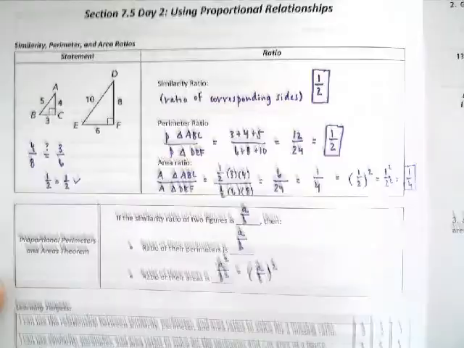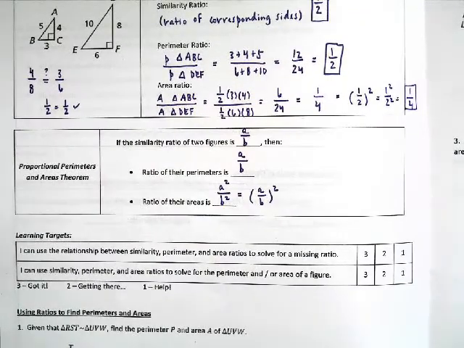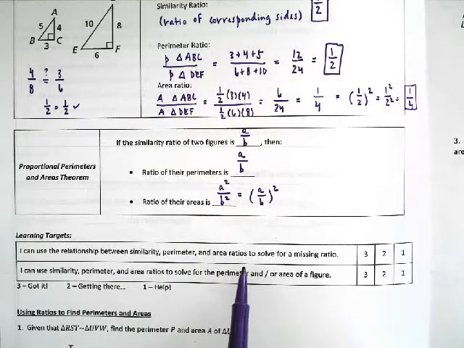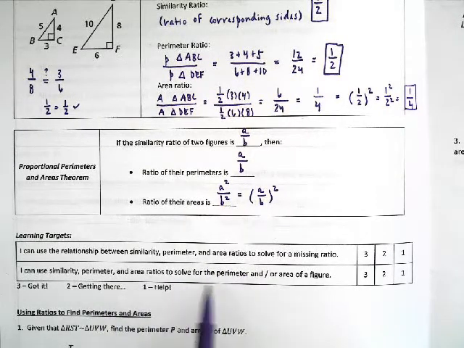Okay, so through the rest of the video, we're going to use the relationship that we just found between similarity, perimeter, and area ratios to solve for a missing ratio. And then we're going to use those ratios to solve for the perimeter and or the area of a figure. Okay, so let's go ahead and take a look at a problem.